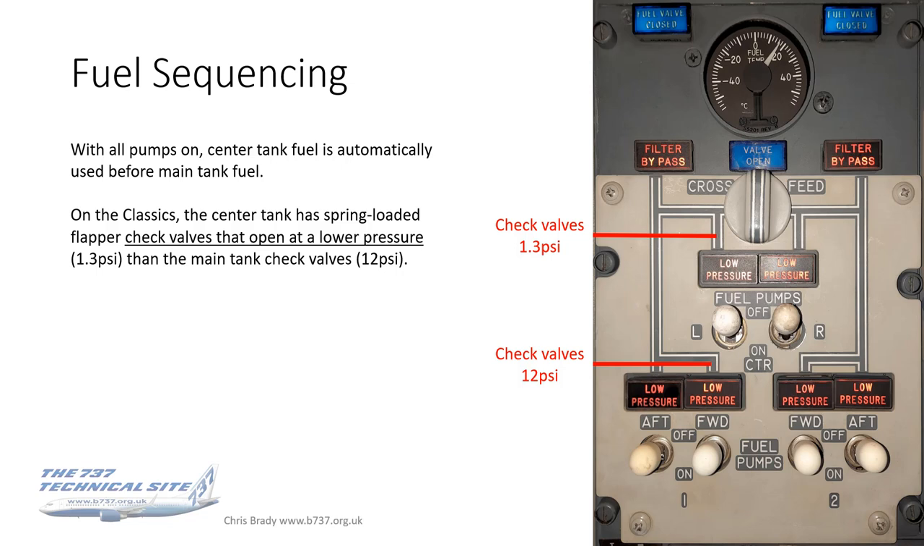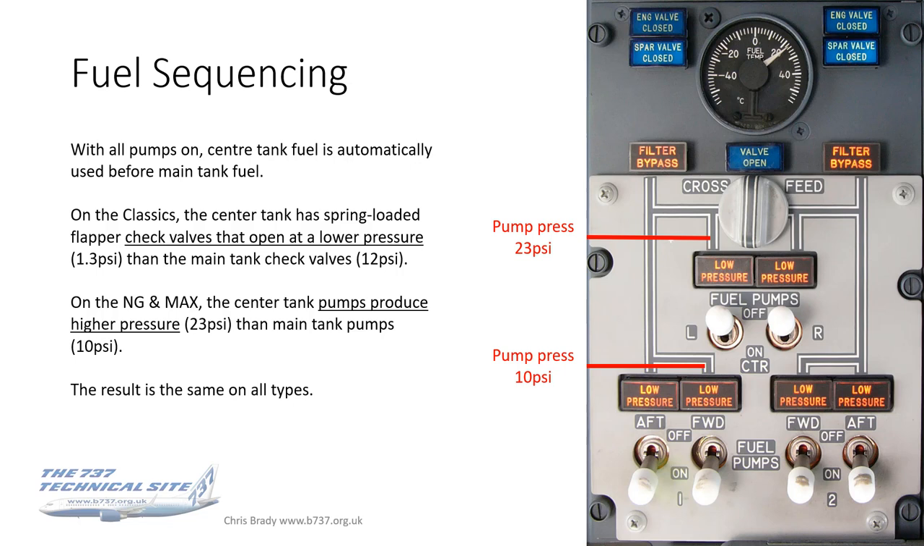Right, center tank fuel. So the sequencing of it: when we put all six pumps on with fuel in each tank, the center tank fuel is burnt first. How does that happen? Well, on the classics, there are spring-loaded flapper check valves. It's no more scientific than that. A spring-loaded flapper, and the spring on the center tank is set to a much lower opening pressure of 1.3 psi, whereas on the main tanks it's up at 12 psi. So the flapper opens much sooner on the center tank than the main ones. That lets that fuel get used first. On the NG, the center tank pumps actually produce a higher output pressure. It's over twice as high at 23 psi than the main tank pumps. So that fights its way through to the engines first and uses the center tank fuel first. Either way, the result's the same on all types.